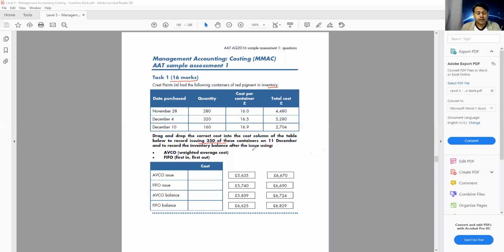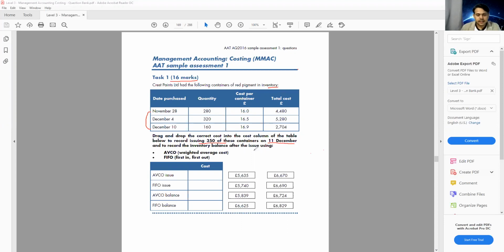The next important information here is 11th of December. Now I can see the dates I have: November, December, and 10th of December. So I have up to 10. So 11 comes after 10, isn't it? 11 is the closing inventory. That means when they say 11th of December, they're asking for the last day. On the last day, how much is the value of the inventory? So we are talking about 11, that means after 10. That means you're looking for the closing inventory. So what is clear to me is that we are looking for the value of the closing inventory.